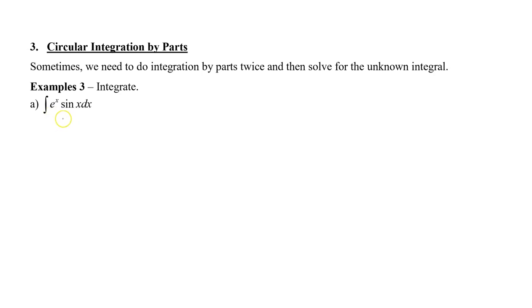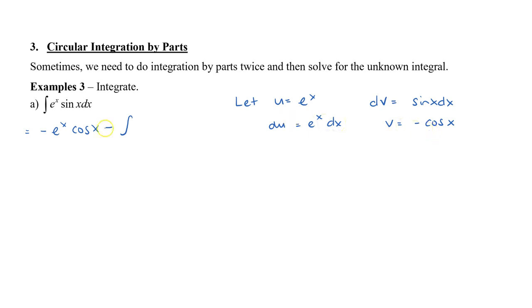So we're going to integrate e to the x times sine x dx. So we're going to let u equal e to the x, and then dv equal to sine x dx. So the derivative is e to the x dx. The integral is v equal to negative cos x. All right, so we have u times v. So this will be negative e to the x times cos x minus the integral of negative cos x, so it's going to be positive, times e to the x dx. All right, this doesn't seem very helpful, so let's try this one more time.